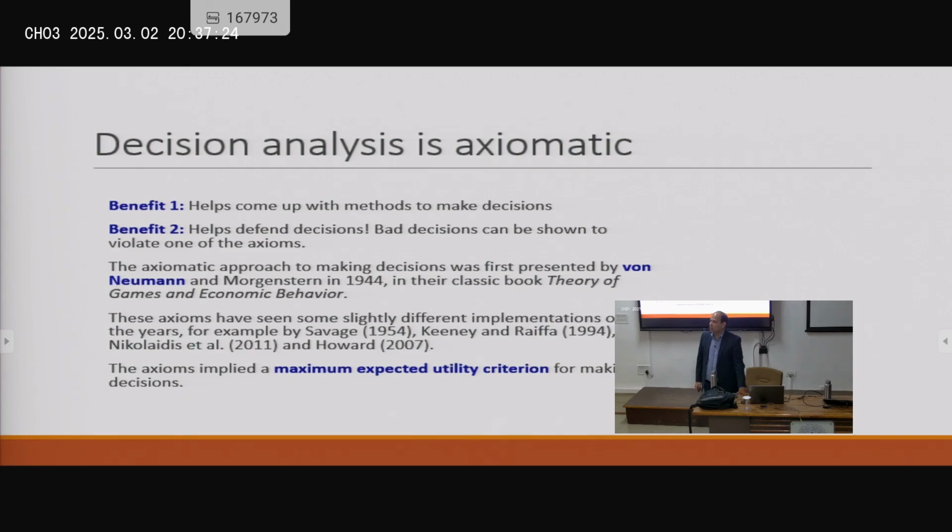The axioms imply that every rational decision maker should maximize the expected utility when making decisions, right? So there's a merit function or a performance function, which is what we call a utility function. And then every rational decision maker who agrees with the axioms will maximize the expected utility in each decision, and that will lead to the best decision possible.